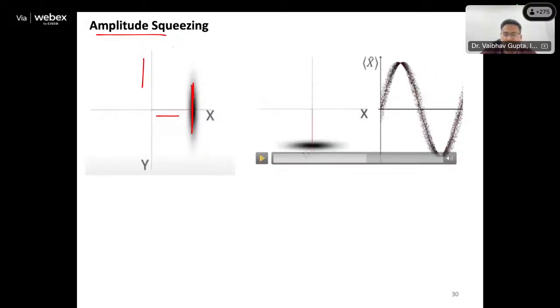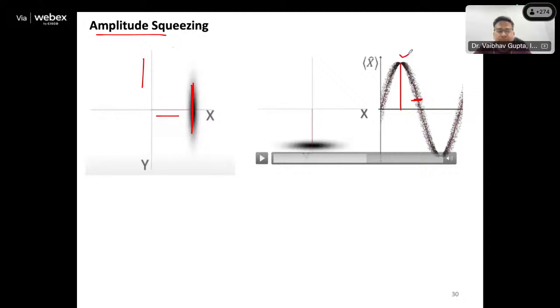So you can very precisely tell me that this amplitude is this much, but now the phase you cannot tell. So the uncertainty in phase has increased. So this is called the amplitude squeeze light. So I'm just explaining to you what is the meaning of creating squeeze light.